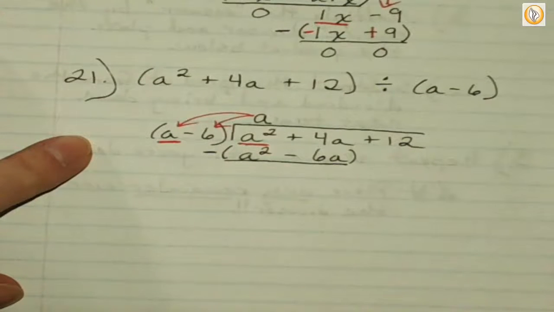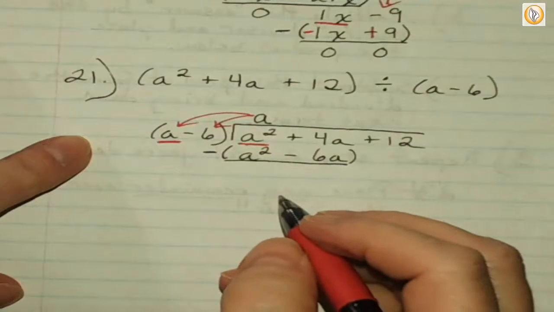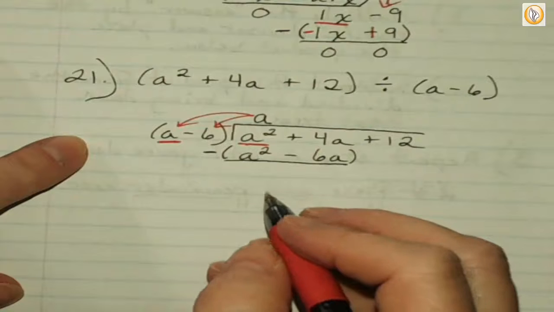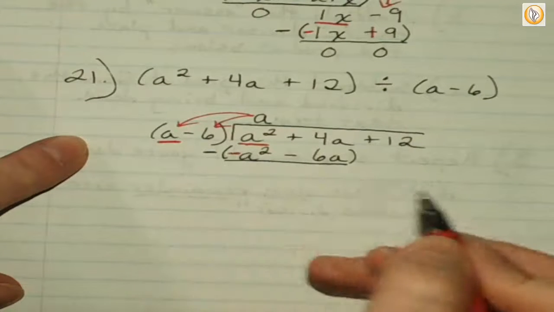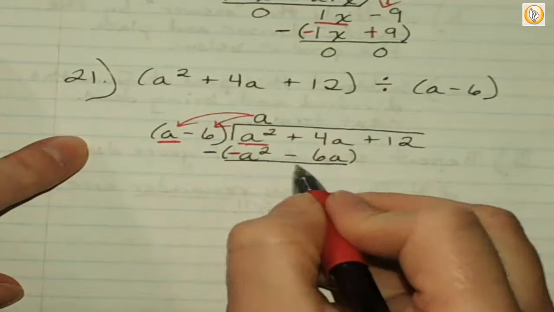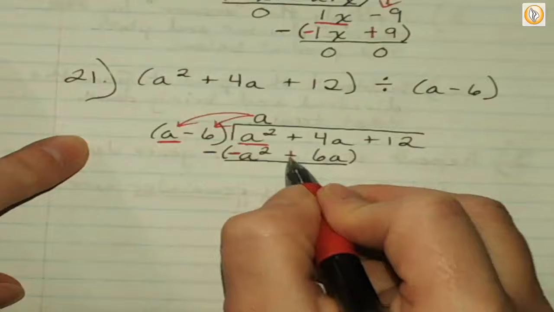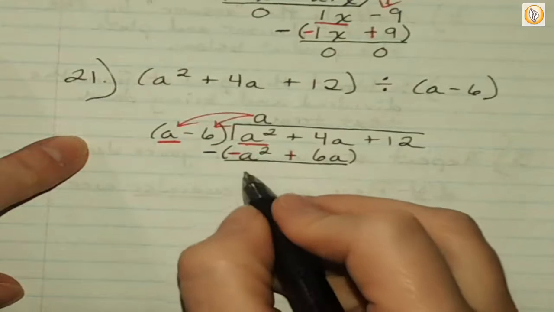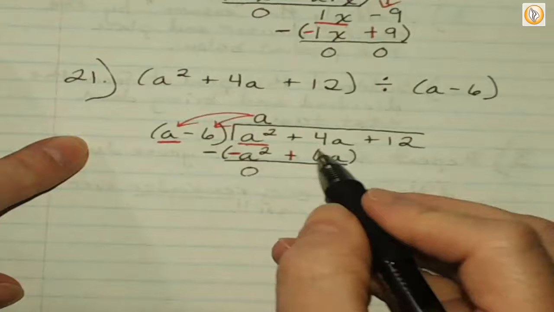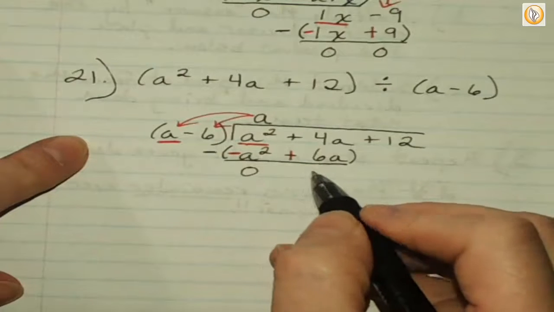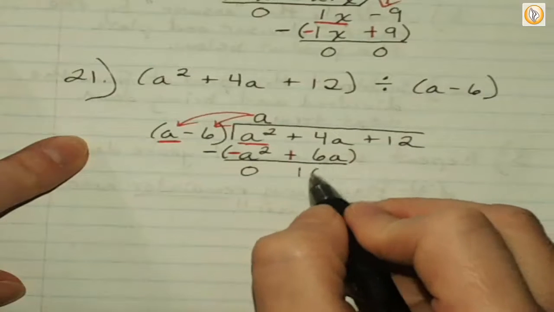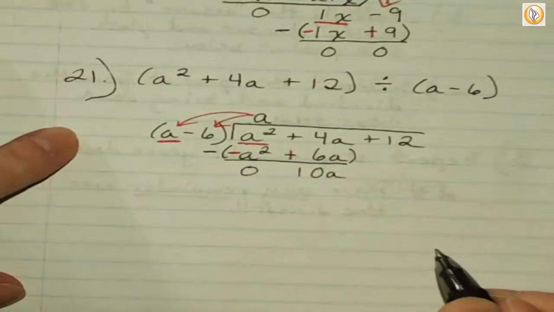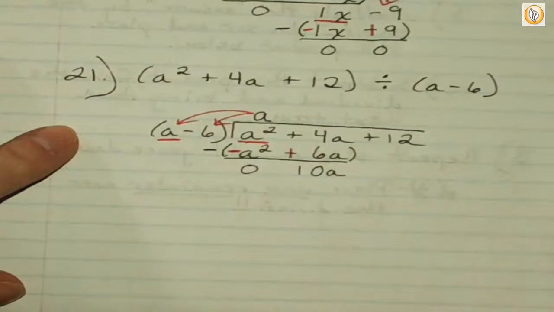Aiden, what do I do? You put the subtraction. Distribute. So that becomes negative, and the 6a becomes positive. So then, Aiden, a squared minus a squared is? 0. And 4a plus 6a is? 10a. Very good.